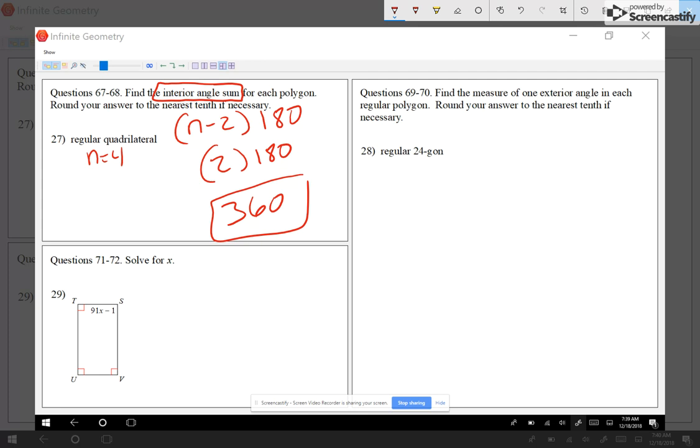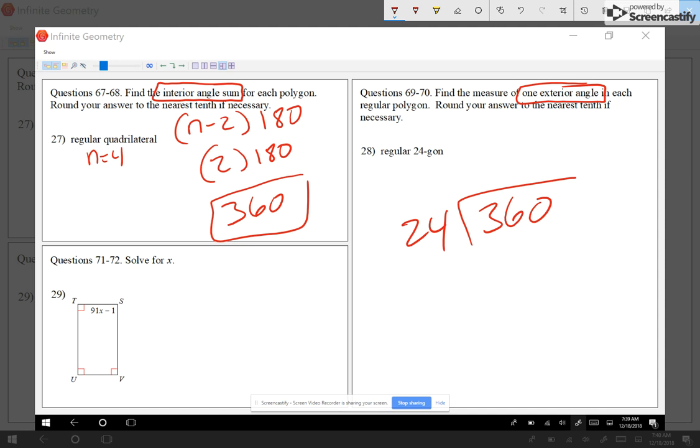Now question number 28, I'm asking find the measure of one exterior angle. Round your answer to the nearest tenth. All the angles on the outside, right, exterior angles, all the angles on the outside add up to 360. I have to divide this by 24. So 360 divided by 24.